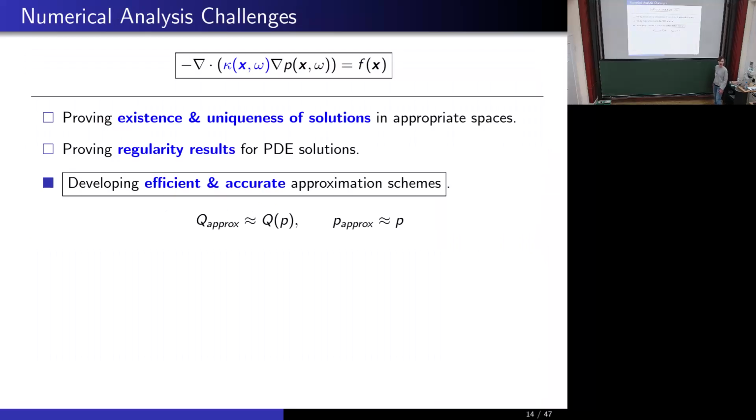Okay, so right before we do anything, put your hands up if you're a numerical analyst. Okay, most people. So let's think like a numerical analyst before we do anything. We've got a PDE, and our inputs and our solution are now random fields. What should we worry about? Or what are our challenges?